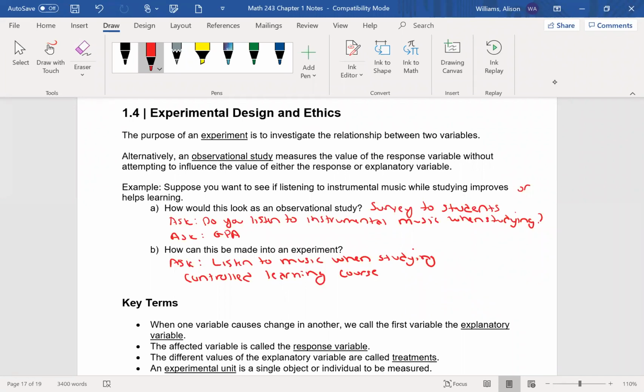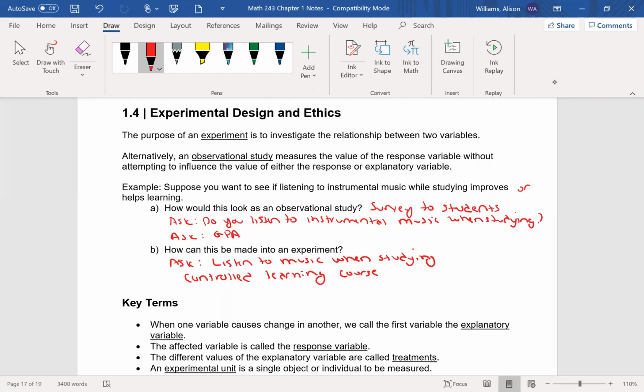But of course, setting this up is a lot more expensive than our first part, doing an observational study, just asking people. And that's why we see more observational studies than we do see experiments, because experiments can be pretty expensive.